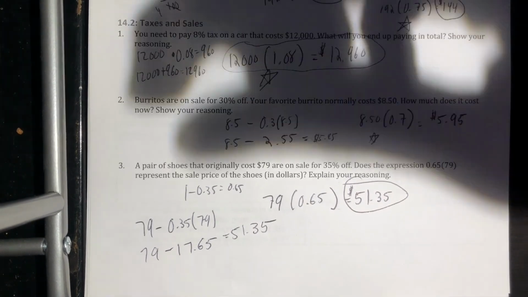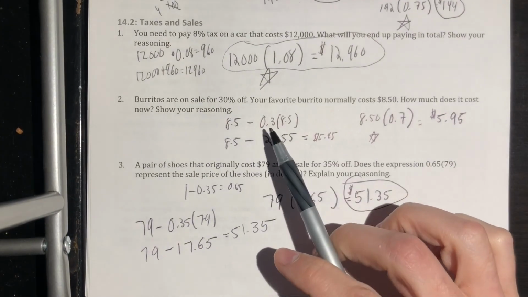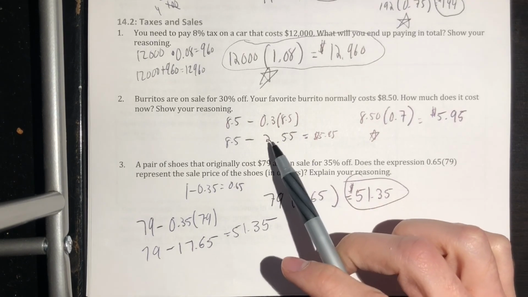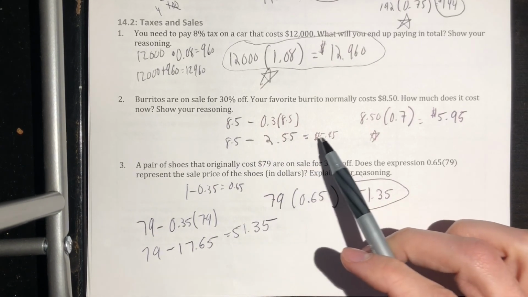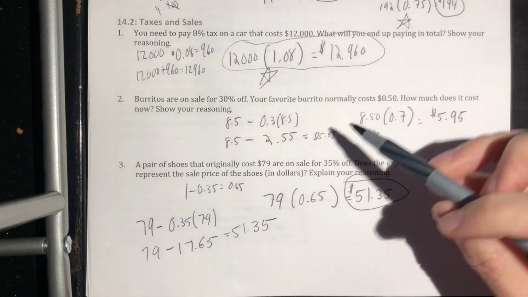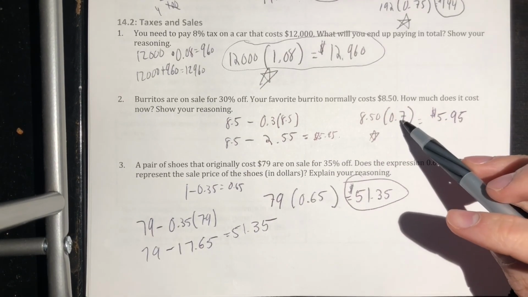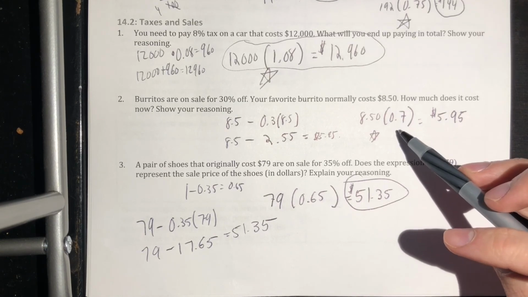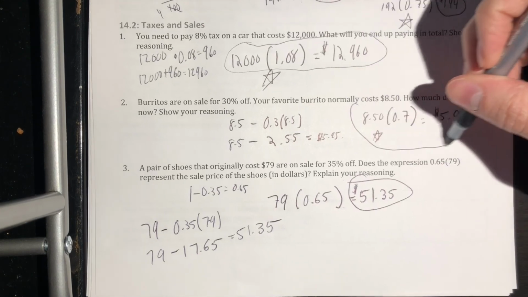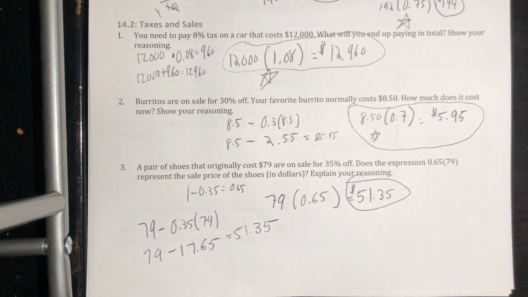Burritos are on sale for 30% off. Man, I wish, right? 30% of 8.5 is $2.55. Subtract $2.55 from $8.50 gets you $5.95. Or better yet, 1 minus that 30% gets me 70%. I'm paying 70% of the price of this burrito. 70% of $8.50 is $5.95. This is the work I want you guys copying down, or, well, if you haven't printed it yet, committing to memory.